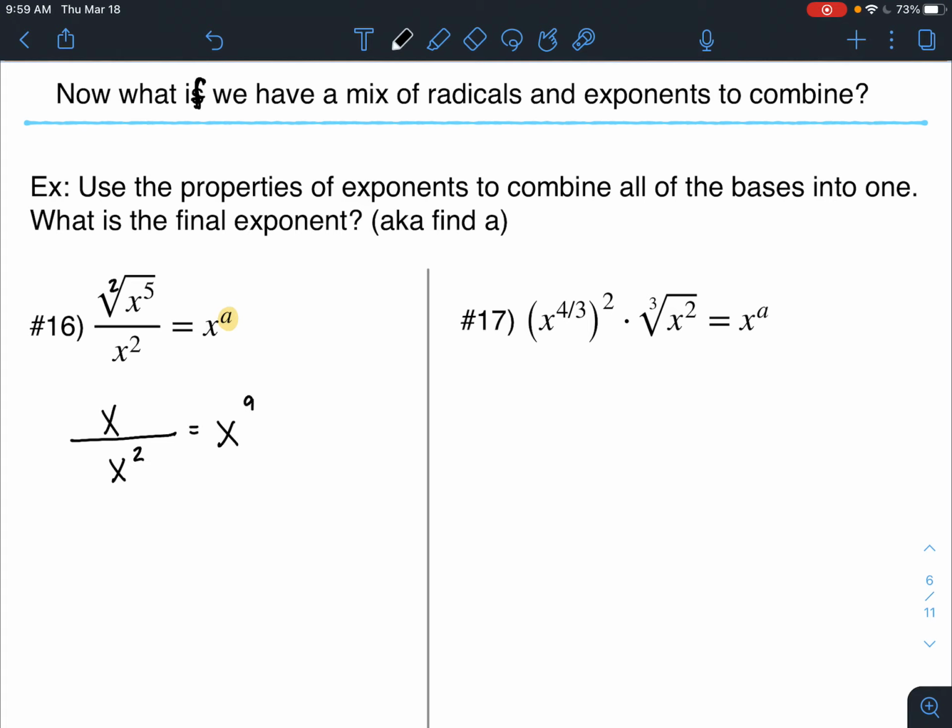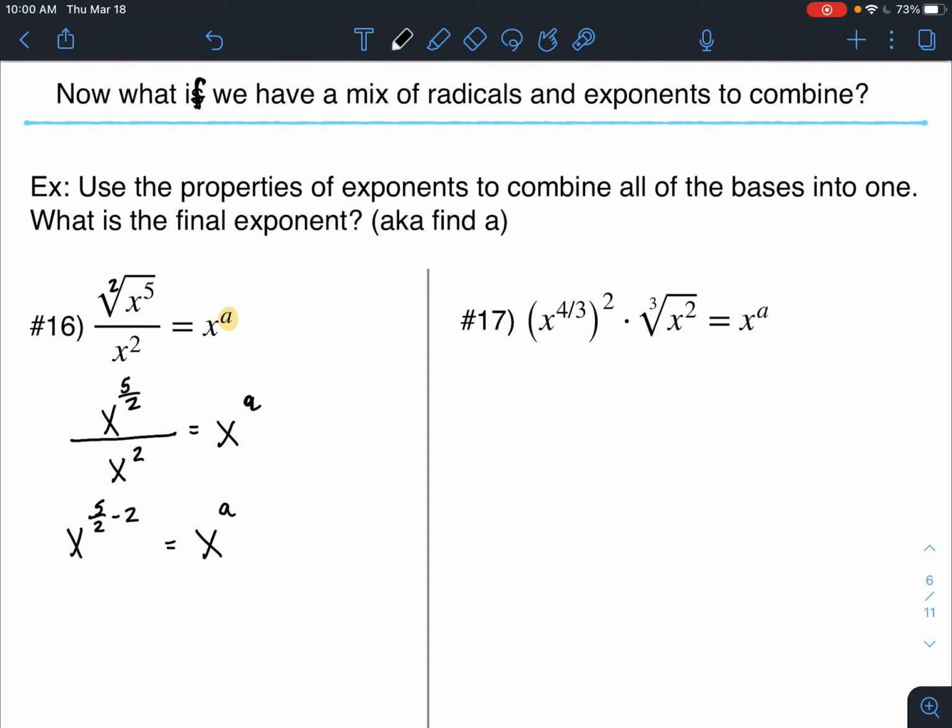And in the top I have x to the fifth, and it's a square root, so I'm going to divide the 5 by 2. So now when we divide exponents, you subtract the exponents, right? So when we're dividing with the bases, you subtract the exponents. So we're going to get x to the 5 over 2 minus 2 equals x to the a power. That looks like a 9 up there.